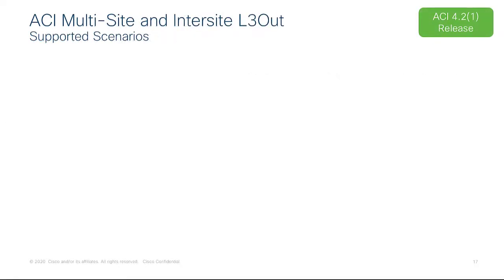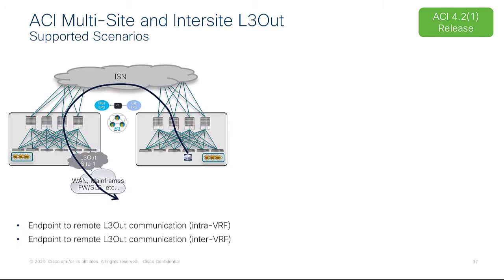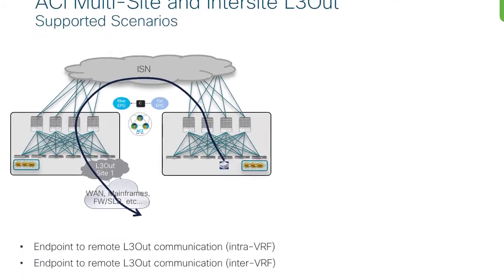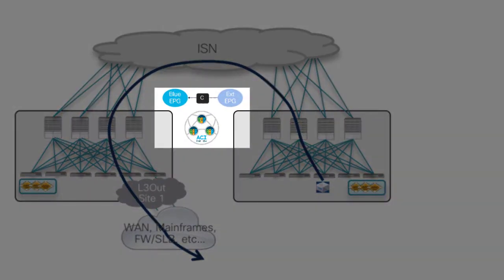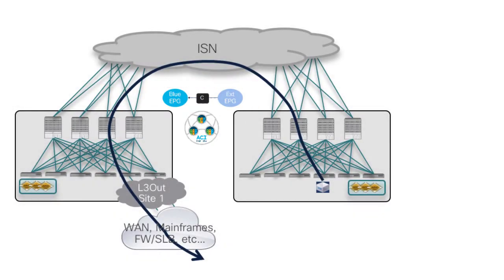What kind of use cases does Intersite L3 out support? The one we already discussed, where an endpoint in a site communicates with the L3 out of a remote site. On MSO, in order to allow this to happen, I will apply a contract between my blue EPG in this case and the external EPG. Okay, and this will allow that communication to flow as you see here, actually in the two directions. Okay, and this could work intra-VRF and can work inter-VRF.